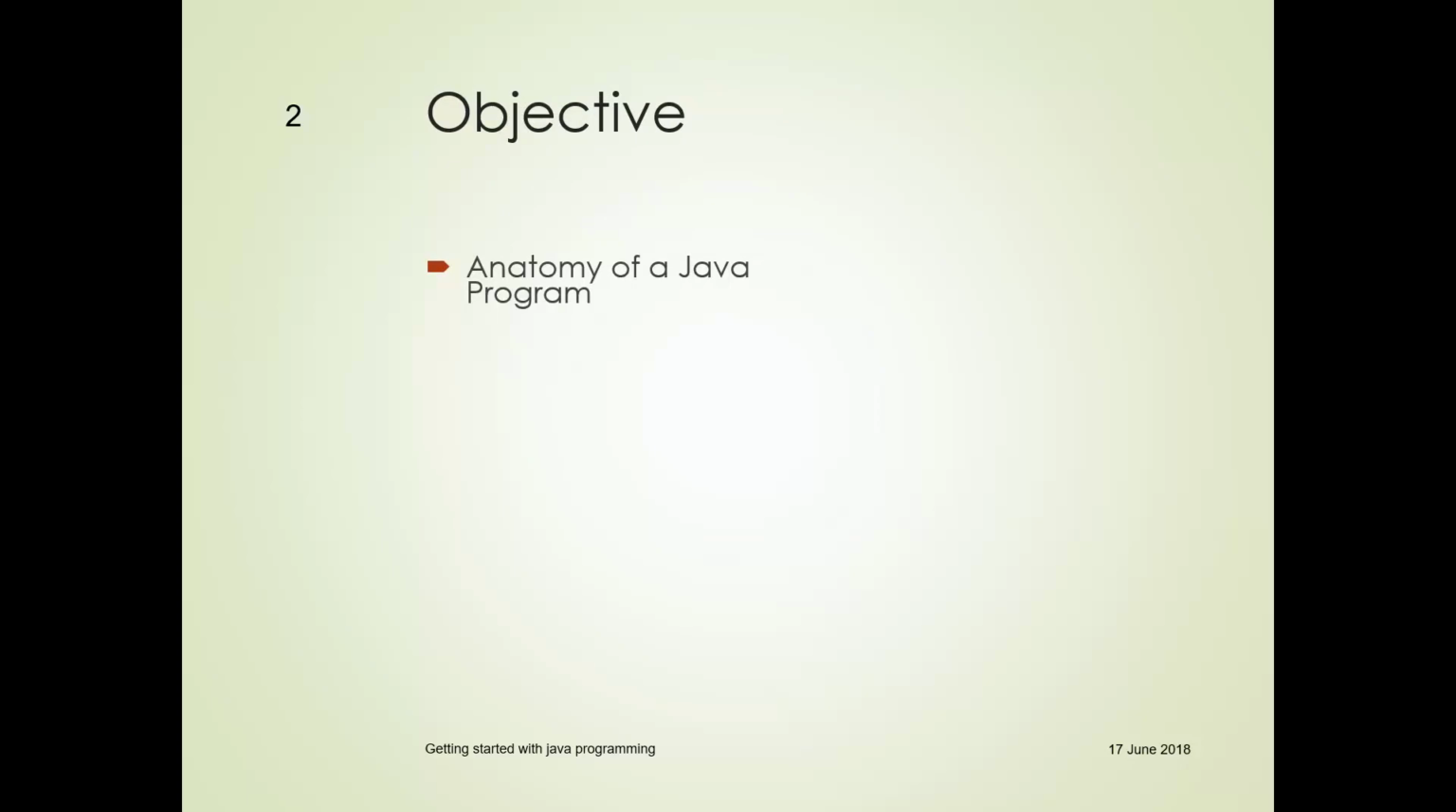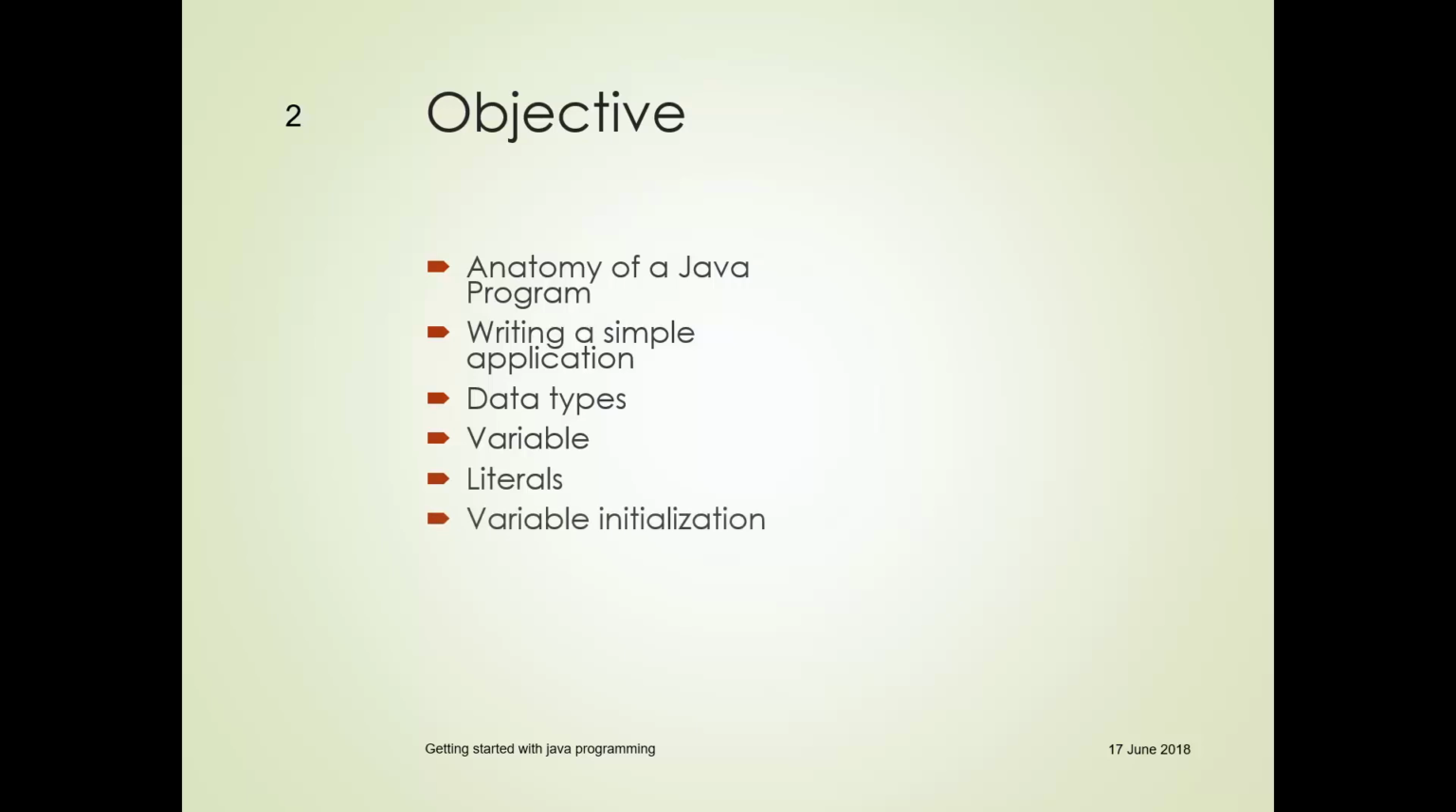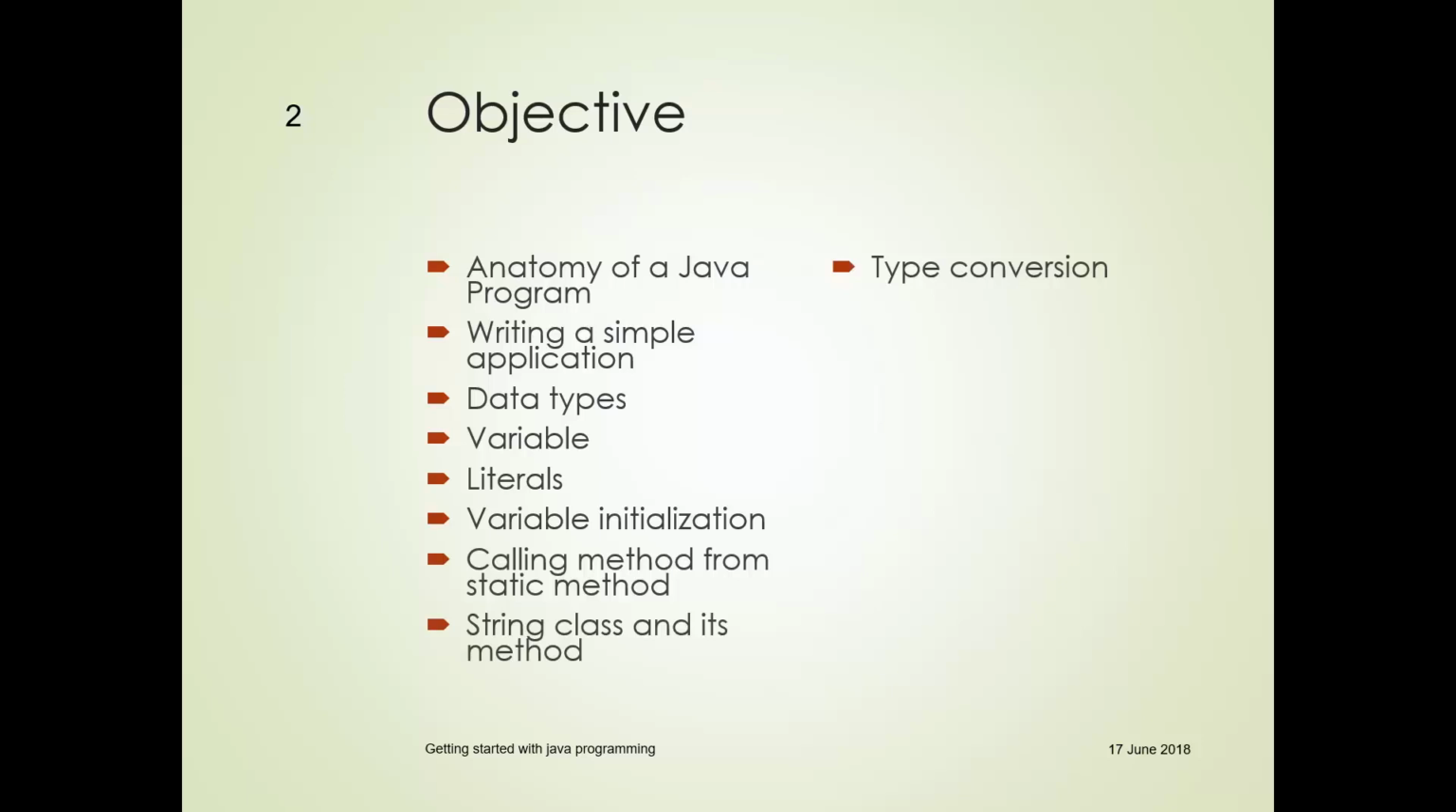So the objectives: what we are going to cover in this session. First of all, the anatomy of a Java program, writing a simple application, various data types in Java, what variables are, what literals are, how we initialize and use a variable, calling methods from static methods, what the String class and its methods are. This is very much going to be used in programming. Various type conversions, the data type conversion, that we are going to learn.